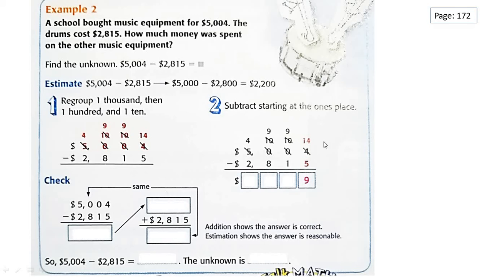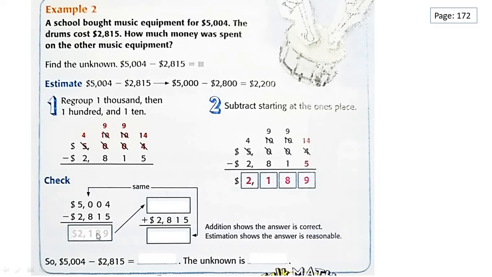So 14 minus 5 equals 9, and 9 minus 1 simply equals 8, and 9 minus 8 simply equals 1. 4 minus 2 simply equals 2. So the difference is 2,189. This is the difference.